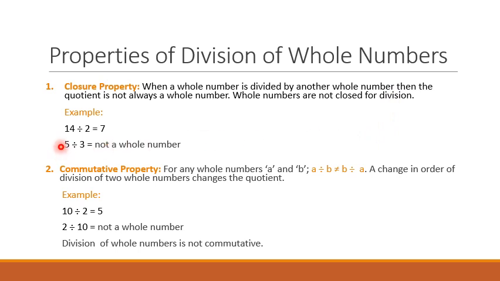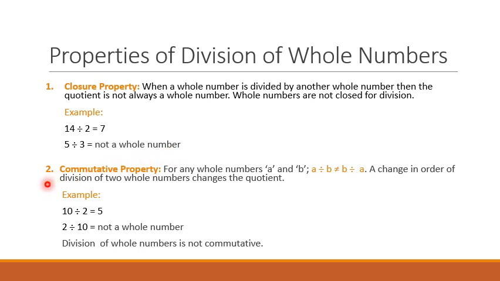For example, if I divide 14 by 2, then the quotient will be 7. But if I try to perform 5 divided by 3, then the quotient is not a whole number. The answer will be in the form of a fraction or we can write it in terms of decimal. But the answer is not a whole number. So we can say that division is not closed for whole numbers.